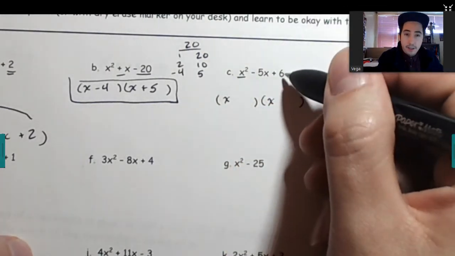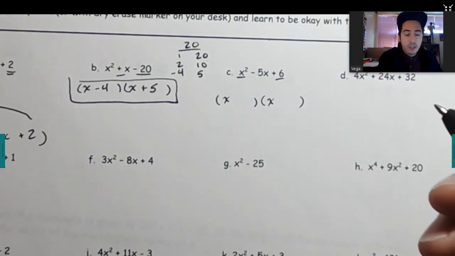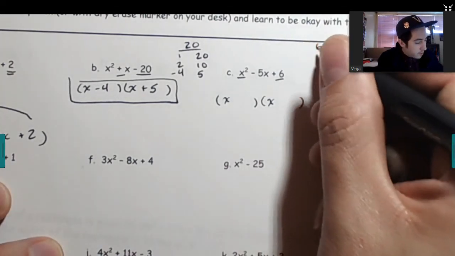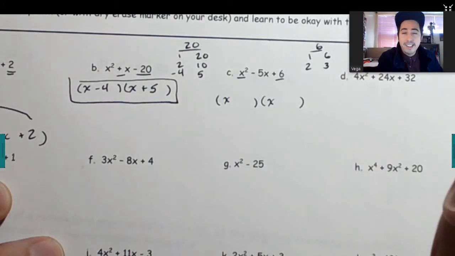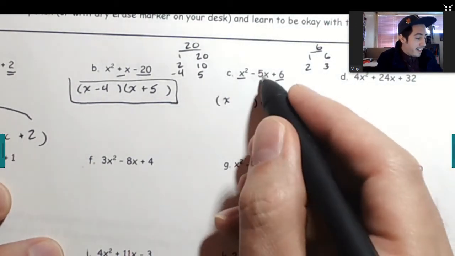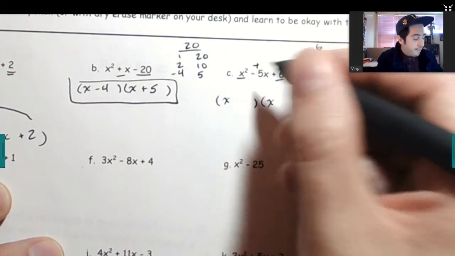I look at the third value, positive 6. How do I multiply two values to get positive 6? I got 1 and 6, 2 and 3, right? That's the only way to get 6. And I know I'm going to add them together, and I need to get negative 5. I multiply, and you get 6. I add and get negative 5.